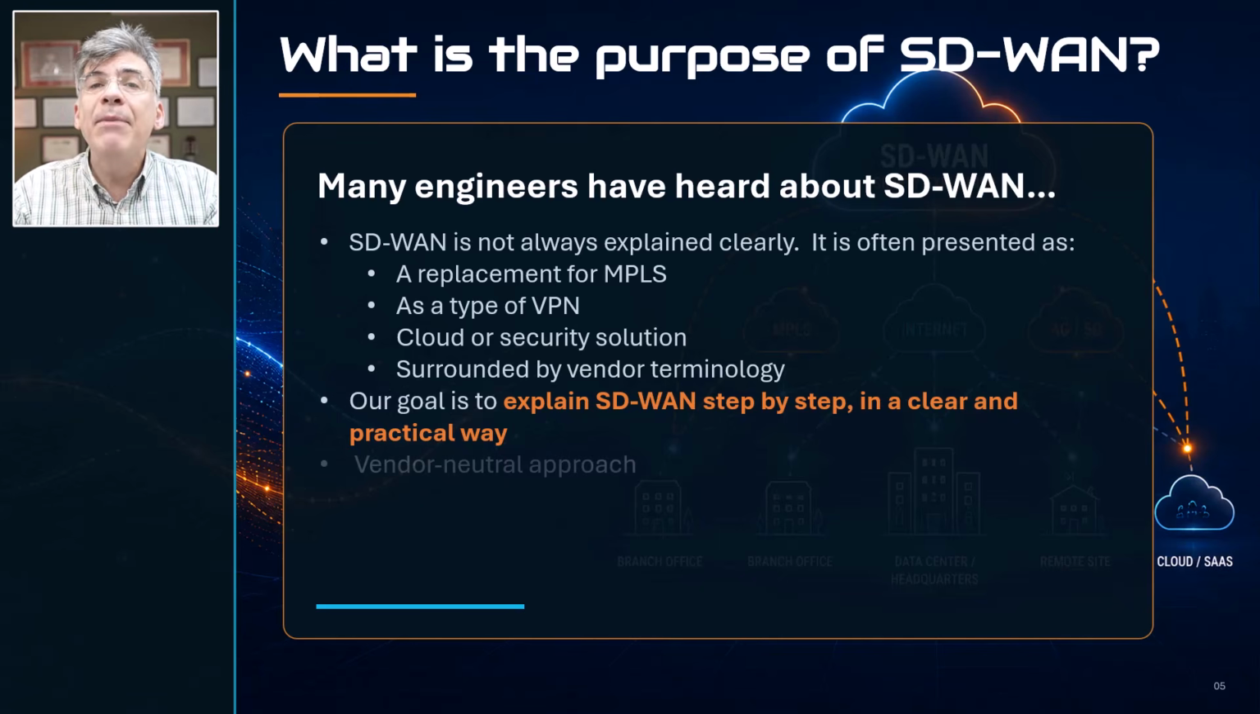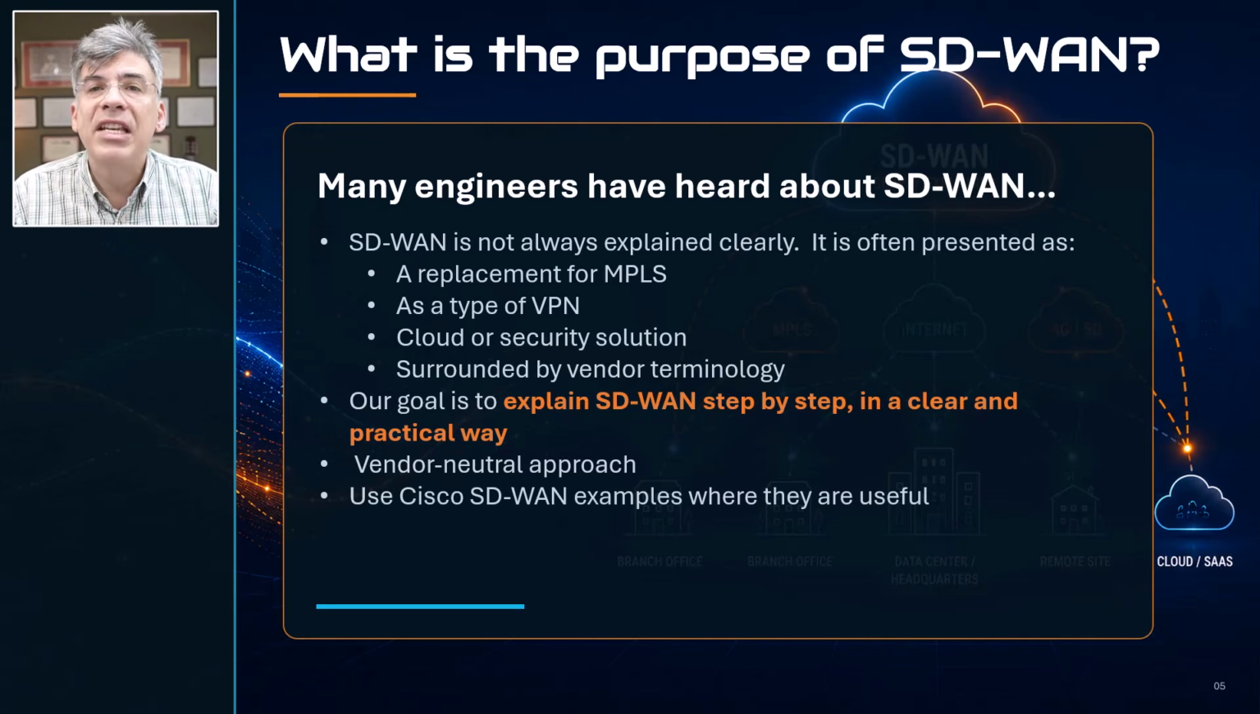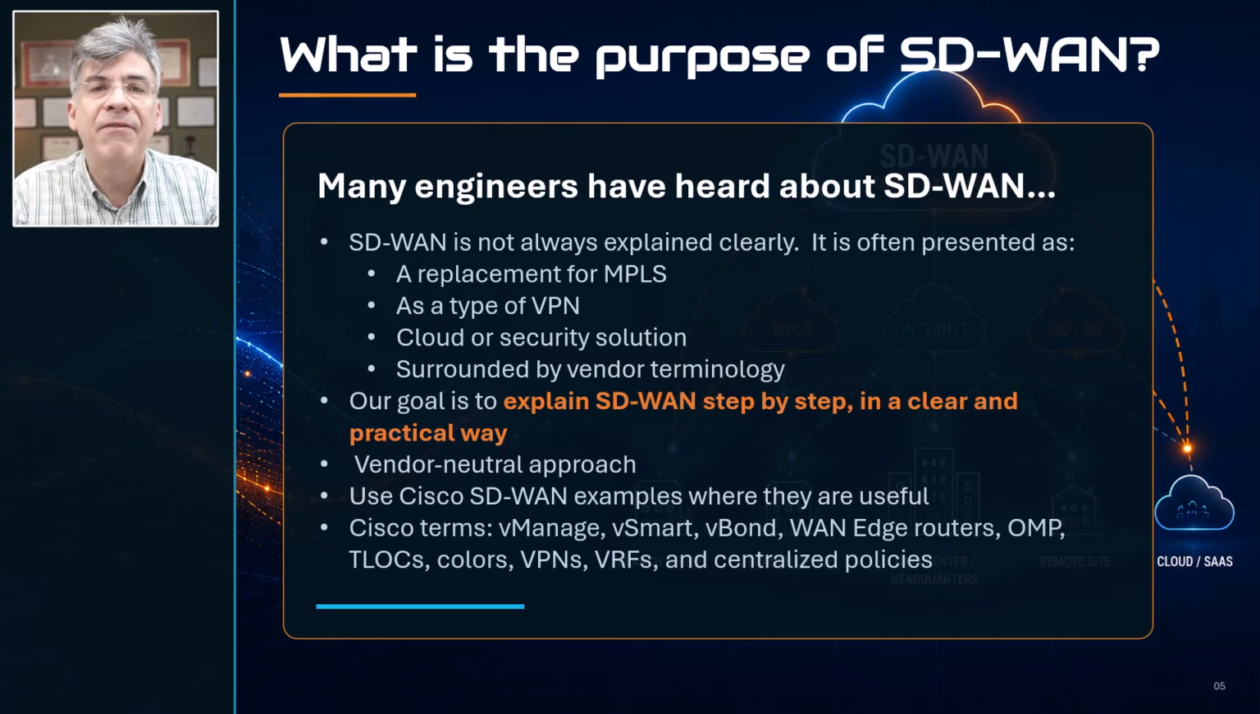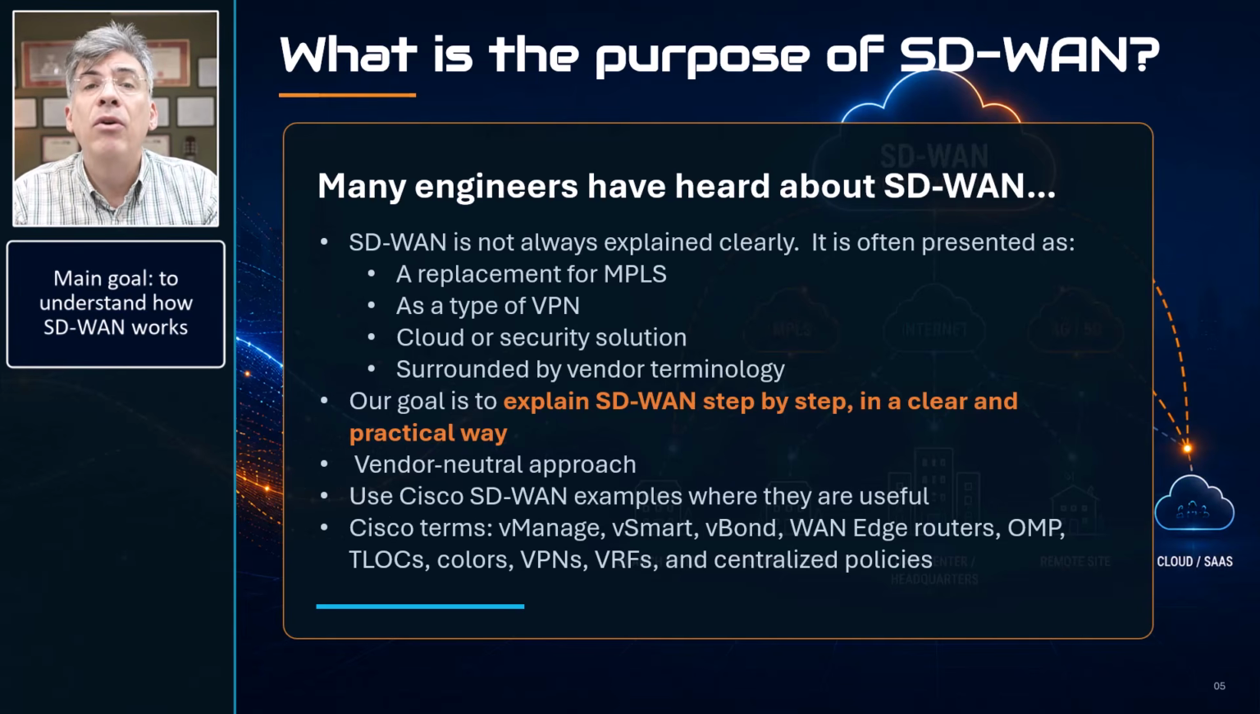We will take a mostly vendor-neutral approach, which means that we will first focus on the concepts. At the same time, we'll use Cisco SD-WAN examples where they are useful, because many network engineers encounter Cisco SD-WAN in real networks, in certification studies, as well as in enterprise environments. So you will hear Cisco terms like vManage, vSmart, vBond, WAN Edge routers, OMP, TLOCs, colors, VPNs, VRFs, and centralized policies. But the main goal is not just to memorize vendor terms. The main goal is to understand how SD-WAN works.